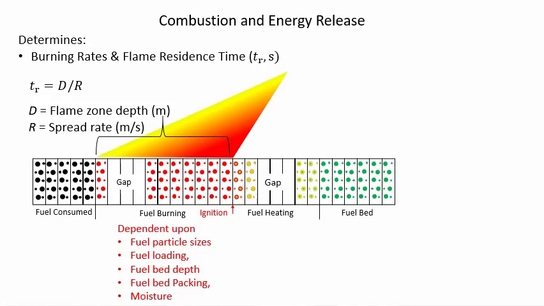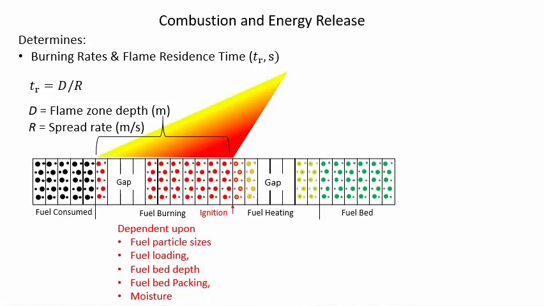Now the combustion energy release here is within the burning zone. We're just talking about flaming combustion now, not glowing combustion after the front passes by. It is a function of all these factors: the fuel particle sizes, the loading, the fuel bed depth, the packing, that is how densely it's compressed, and the moisture content, and a whole number of other things. There's different ways to describe this. One is the burning rate, the mass per unit time per unit area that is burning in the zone. And that's an important metric.